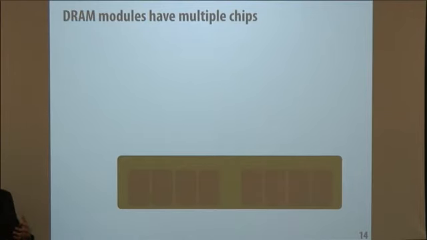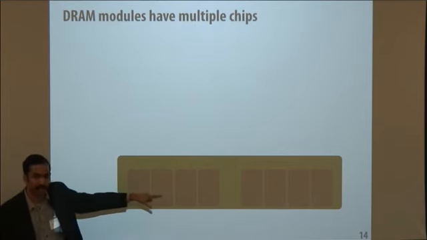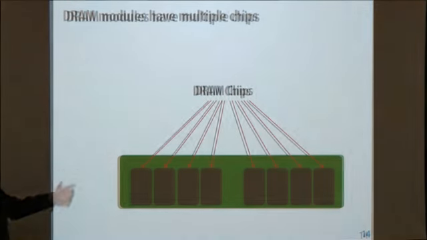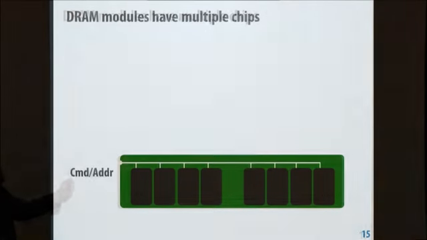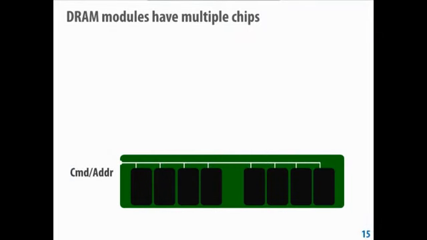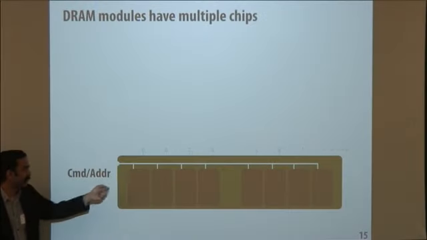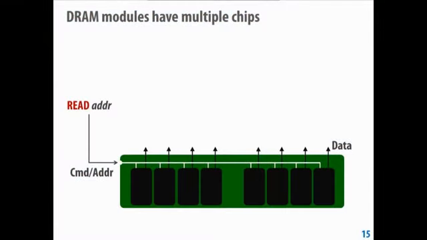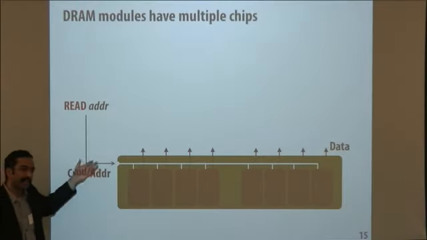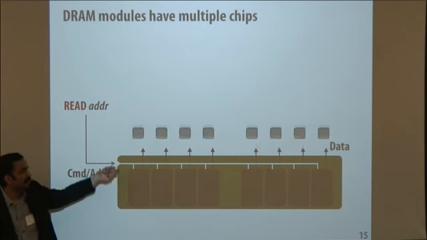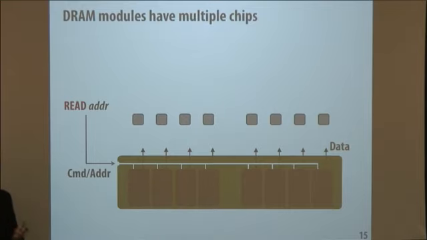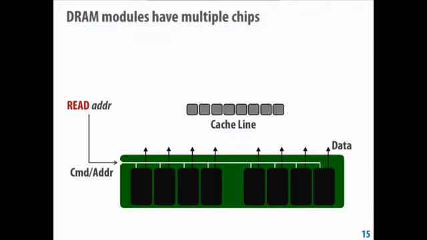In most modern systems, a DRAM module contains multiple chips. I'm not sure if you're able to see those black boxes there, but those black boxes are individual DRAM chips. And in today's systems, all the DRAM chips within a module are connected to the same command and address bus, whereas each chip has an independent data bus. So whenever a read command is sent to the module, the command and the address are sent to all the DRAM chips, and each chip will independently respond with some piece of data. And the memory controller will put all these values together to form a cache line.